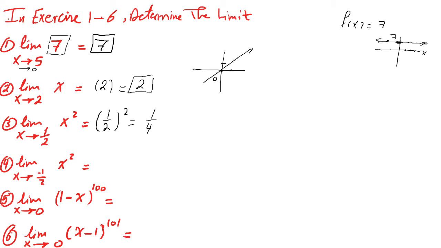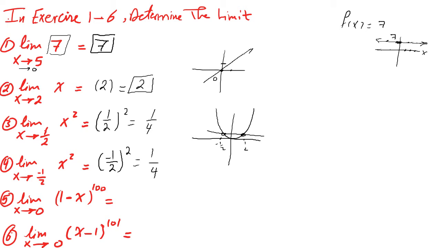Number 4, limit of x tends to negative half for x squared, so it's negative half to the power of 2, which is also quarter. Let me also remind you that the graph of the second degree is represented by a parabola open upward, and if half is here and negative half is there, both of them give me the same intersection point, which is quarter on the y-axis.